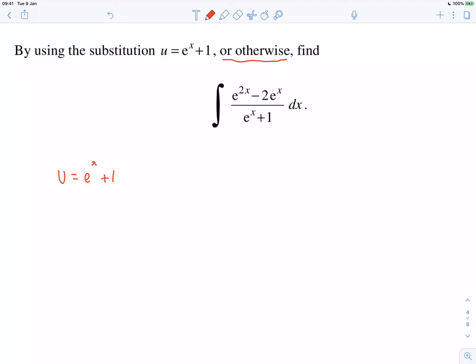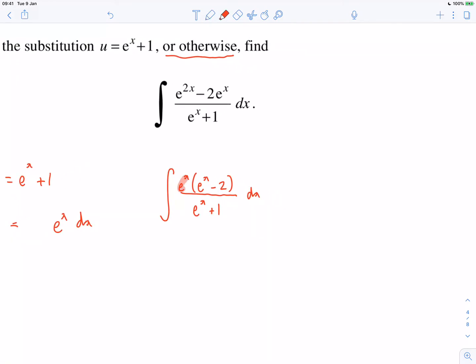If I differentiate both sides, then du by dx, which to be fair I can skip and just leave as du, equals the differential of that thing times dx, and e to the x plus 1 just differentiates to e to the x. Okay, cool. So now if I look at this integral, there's no limit, so that's fine. And now if I look at the top, I've got e to the 2x minus 2e to the x, which is actually e to the x lots of e to the x minus 2, and this is all over e to the x plus 1 dx.